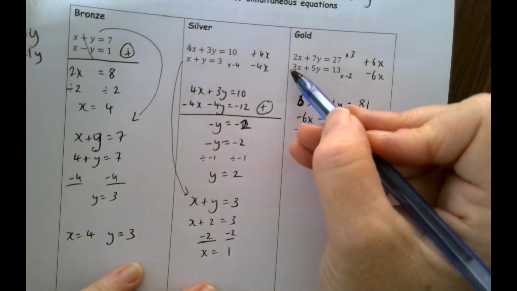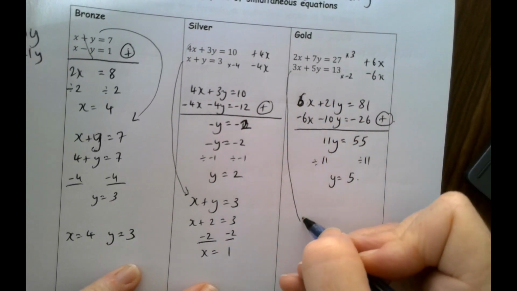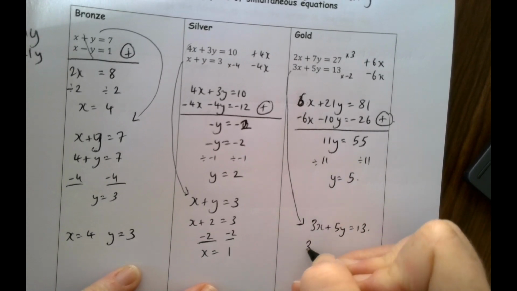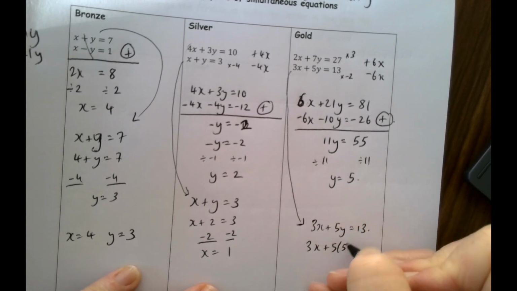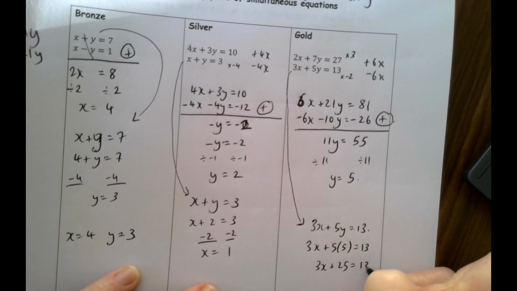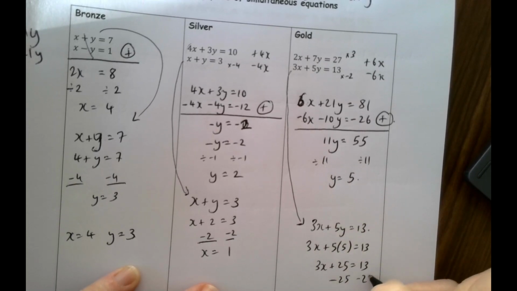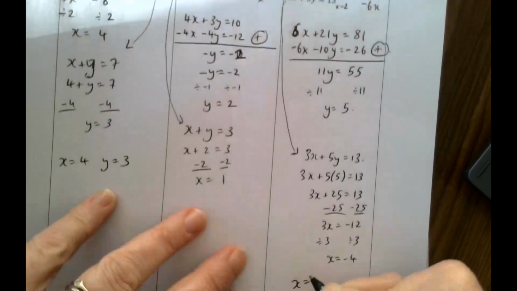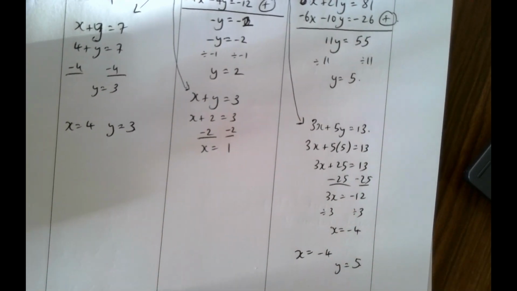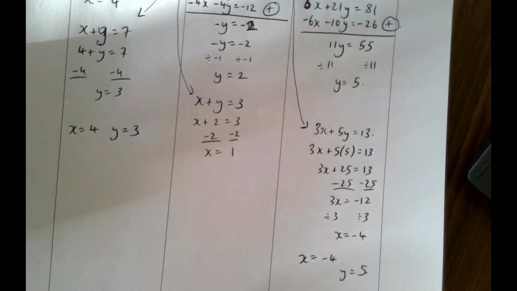Now, let's go back to one of these. Let's just go to this one. 3x plus 12 equals 13. 4x plus 5 equals 13. 3x plus 25 equals 13. So 3x is equal to minus 12, divided by 3. X is equal to minus 4. So x is equal to minus 4. Y is equal to 5. Okay?